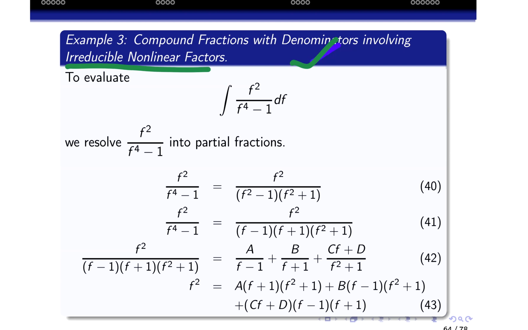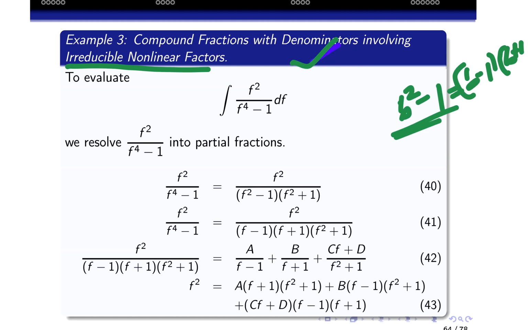If you have b squared minus 1, it is non-linear, but it is reducible to b minus 1 into b plus 1. So this is reducible non-linear. But if you have b squared plus 1, that's non-linear, and it is irreducible. You cannot express it as a product of linear factors. So that is what it means for something to be irreducible in that sense. Okay, so that's what we are dealing with now.